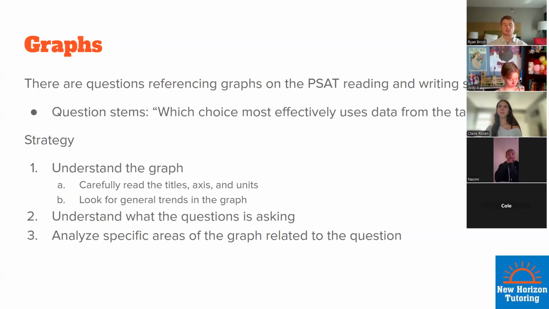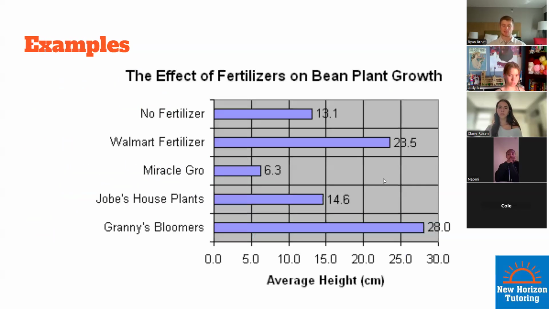Next, understand what the question is asking you. So again, read the question and then look at the graph specifically for what that question is asking. And you should be able to find the answer pretty easily. So first up, we'll analyze these graphs. Just look at this graph for about 30 seconds, and then try to come up with a summary of what this graph is saying.